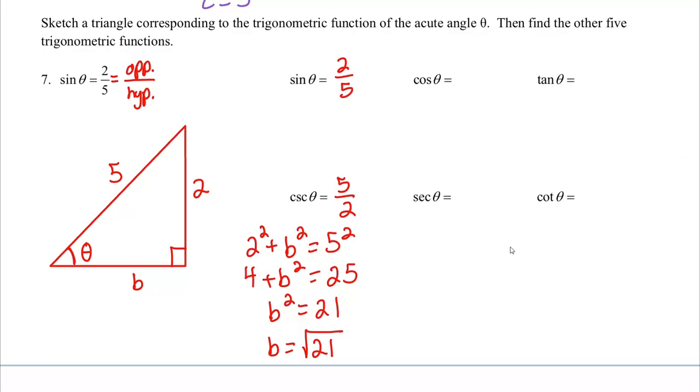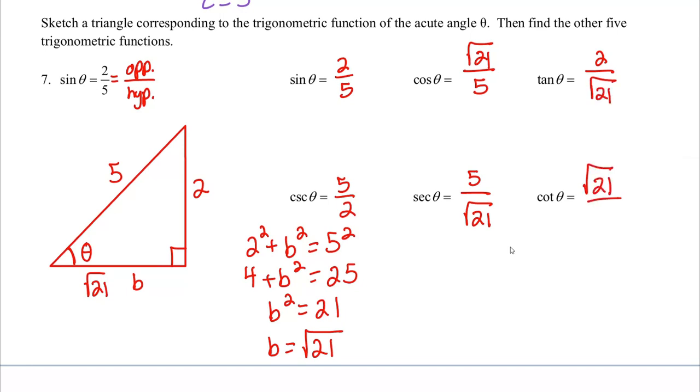So we have that this is the square root of 21. So now we can do cosine. So cosine is going to be adjacent over hypotenuse, so what'll that be? Over 5. And so secant will be? So then tangent will be what? Opposite over adjacent, and then we'll flip it for cotangent. Not too bad?